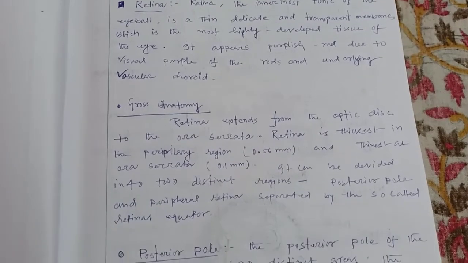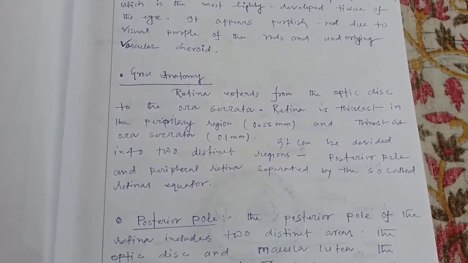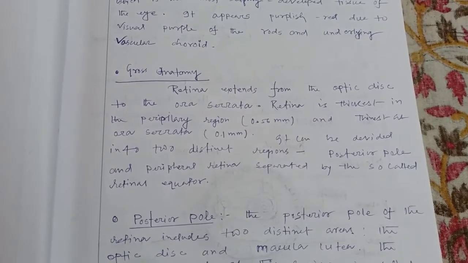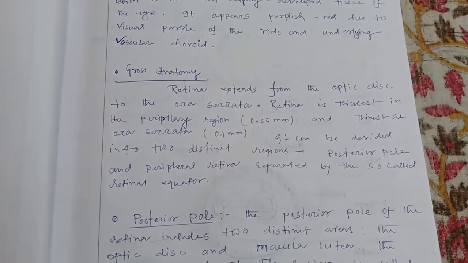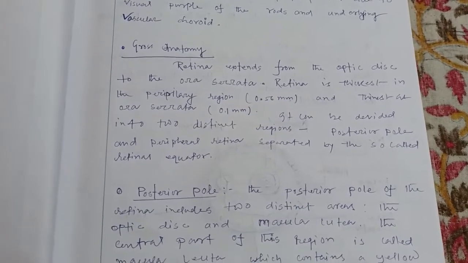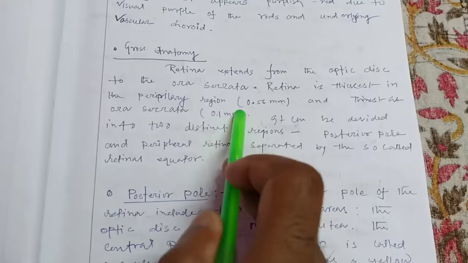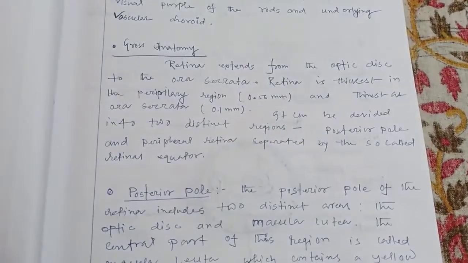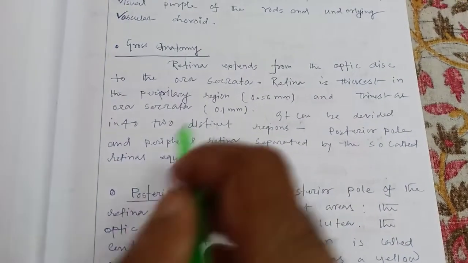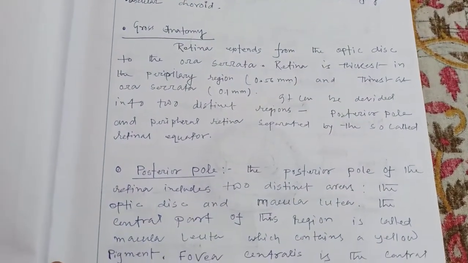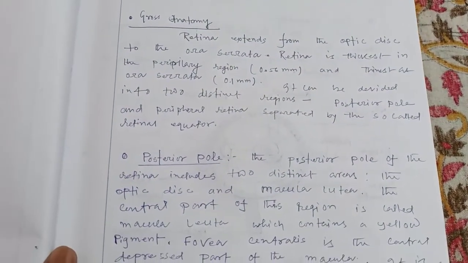Okay, gross anatomy. Retina extends from the optic disc to the ora serrata. And retina is thickest in the peripheral region 0.56 mm and thinnest at the ora serrata 0.1 mm. It can be divided in two distinct regions.